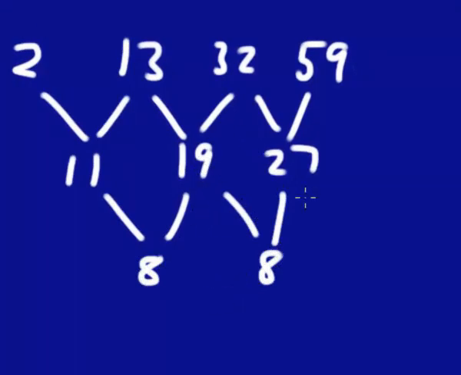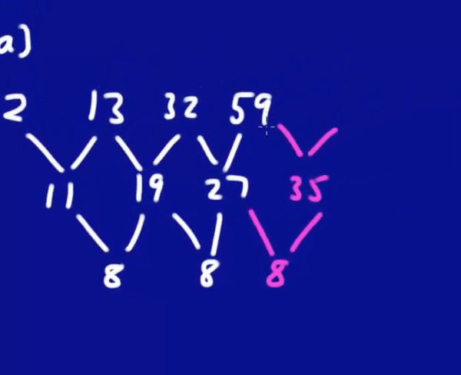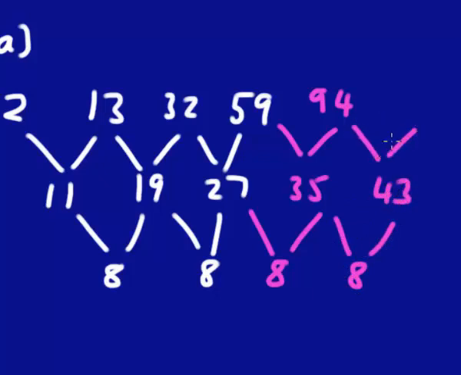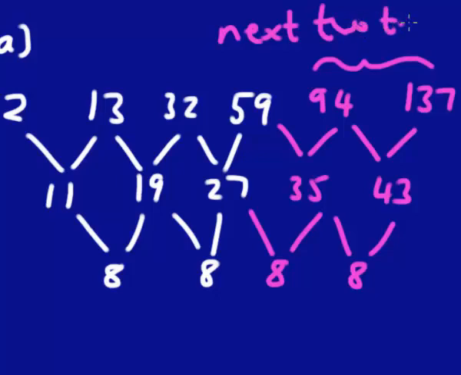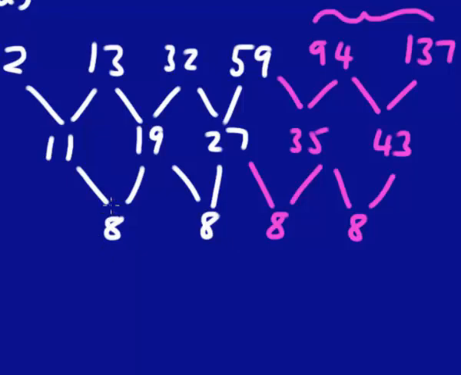Now, how do we then get the next two terms? What we could do is add 8 to 27, which gives us 35, and then add those two. 59 plus 35 is 94. Now we can do it again. Add 8 to 35 gives you 43, and add 94 and 43, and you get 137. So these are the next two terms of the quadratic sequence.